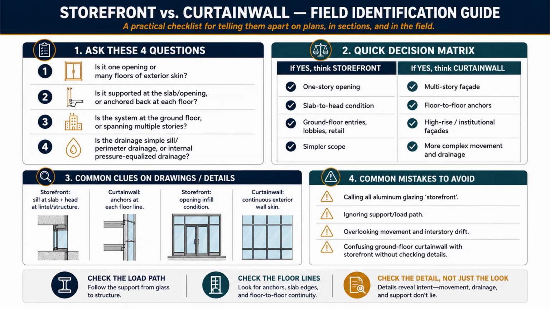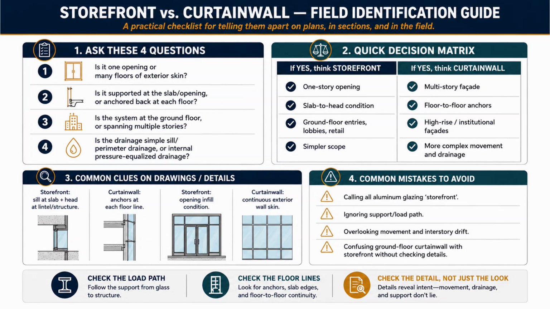Panel 4, common mistakes to avoid. Calling all aluminum glazing storefront, ignoring the support and load path, overlooking movement and interstory drift, and confusing a ground floor curtain wall with a storefront without checking the details.